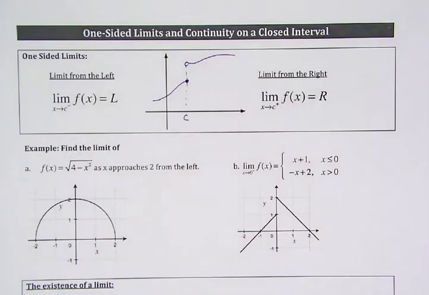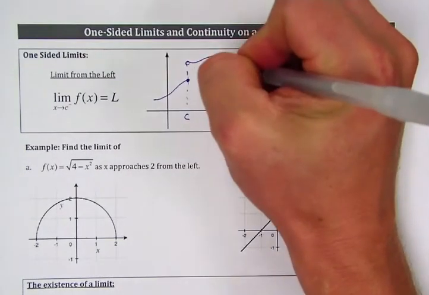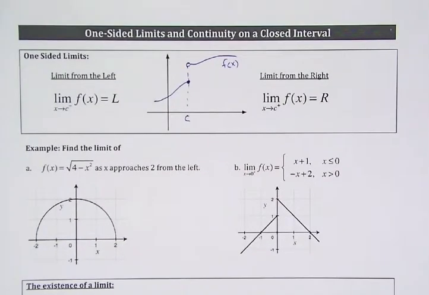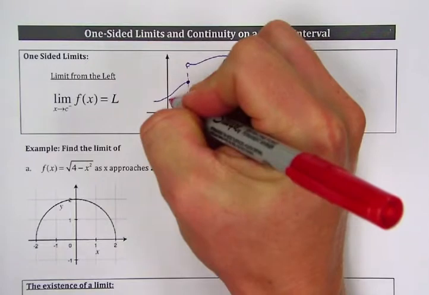We'll call that c. So here's our function f of x, and here we are at c. Now, if we want to take the limit from the left, it's the limit as x approaches c from the left side.